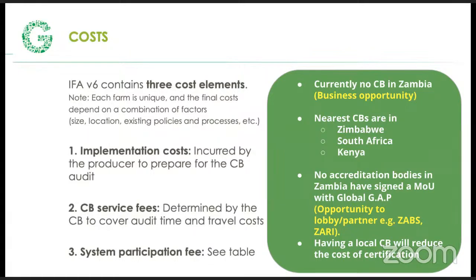And obviously, if that was to happen, that would reduce the cost of certification. Because if you have to, for example, fly somebody in from Kenya or Zimbabwe to look at your farm, it's obviously going to be a lot more expensive than if they're driving 1 hour from Osaka to your farm. So there you go. This is a bonus. I just gave you a free business opportunity there.